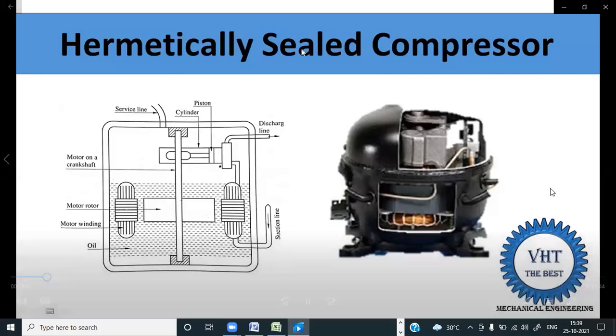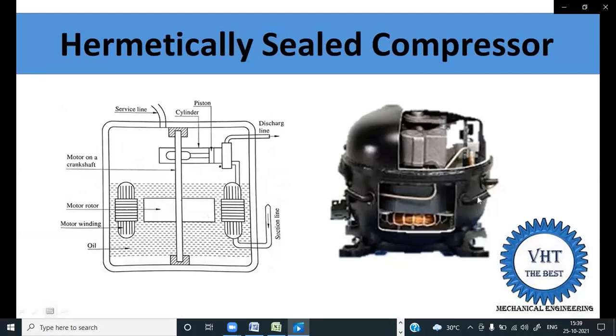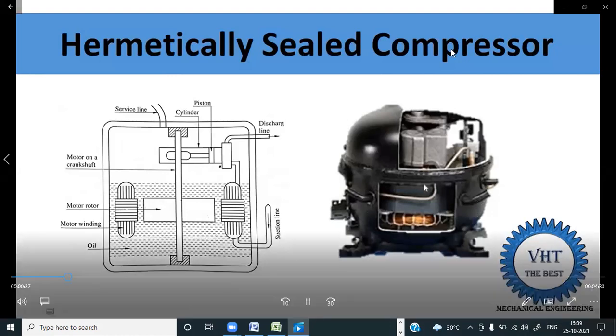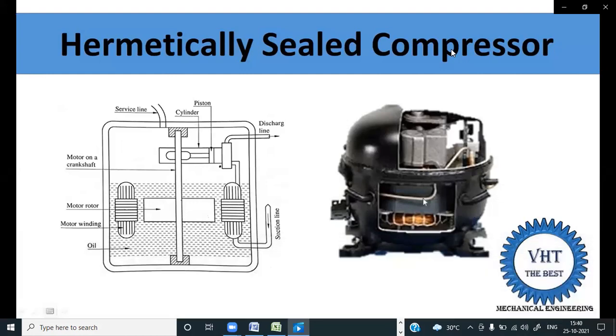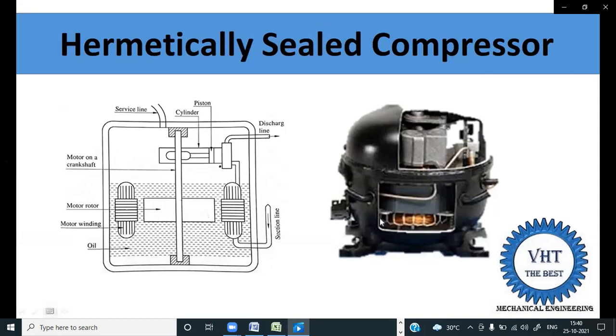It is known as a hermetically sealed compressor because in one unit, this black unit, which is constructed from steel, we put two components inside the complete unit. One is the motor and the second one is the compressor. This compressor may be of reciprocating or rotary type. So in one unit we put the motor and compressor. That's why it is known as a hermetically sealed compressor. And since it is sealed in one unit, there are no leakage problems.